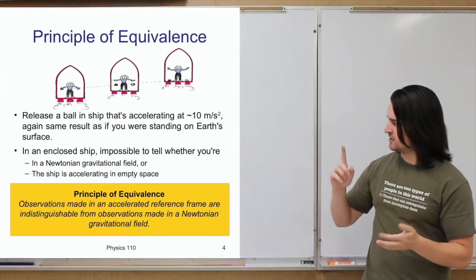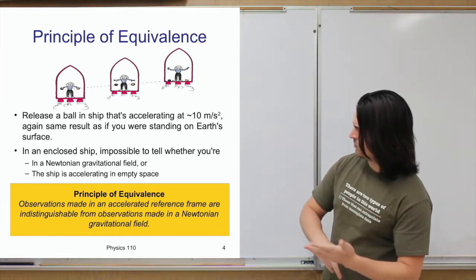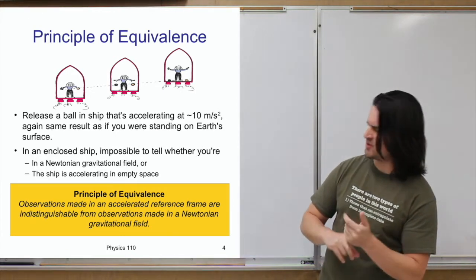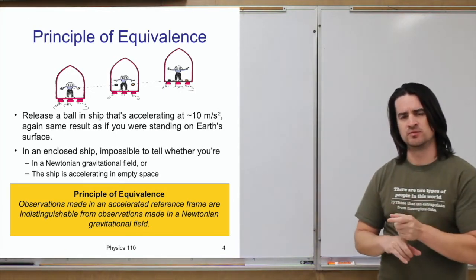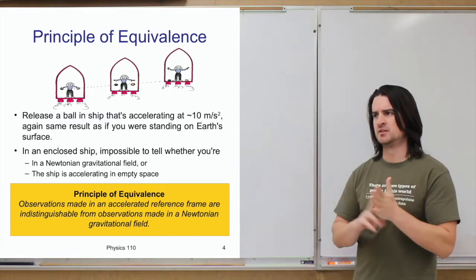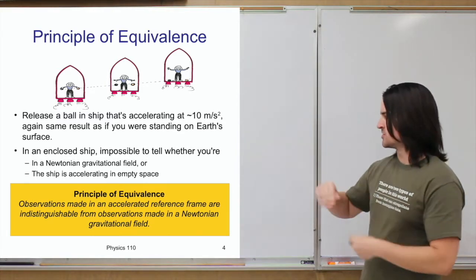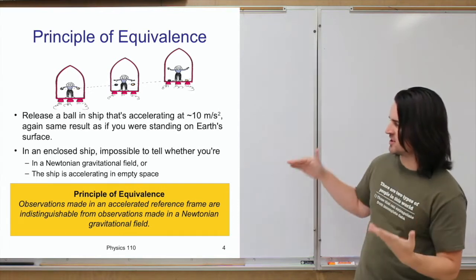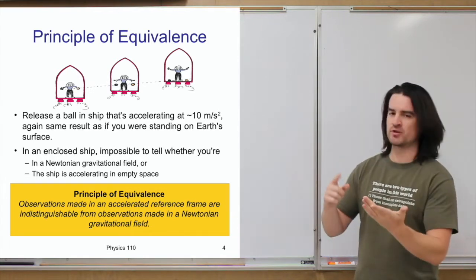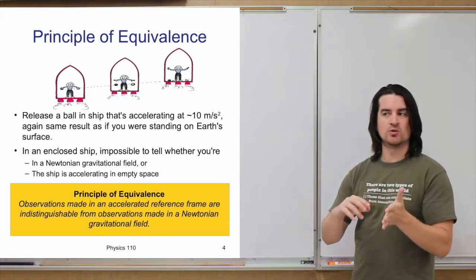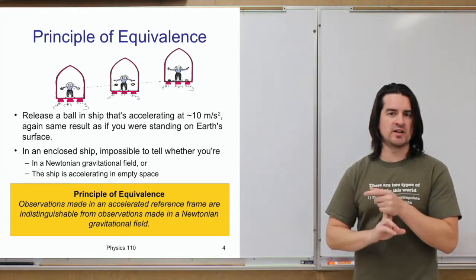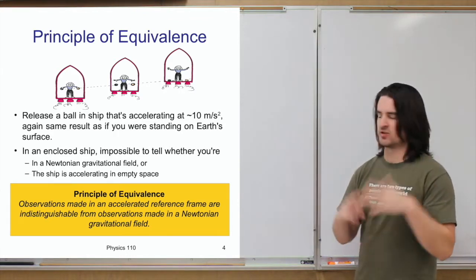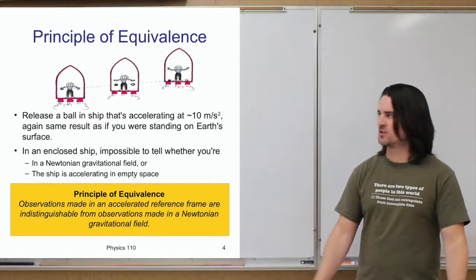And it turns out this is one of, if not the main, principles behind general relativity. It's known as the principle of equivalence, which essentially says that same thing. Whether you're in an accelerated reference frame or in a gravitational field, there's no way to tell the difference, as long as the amount of acceleration is the same.